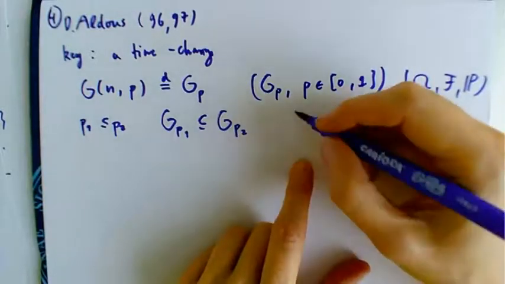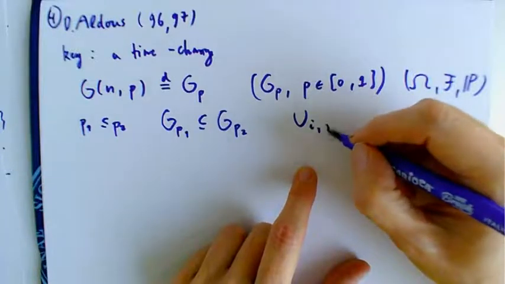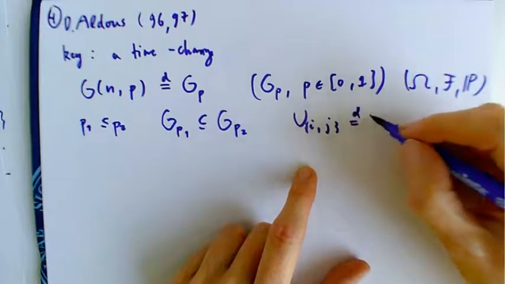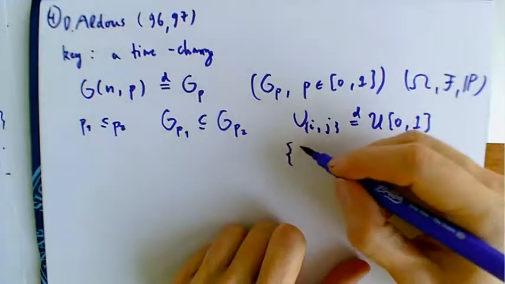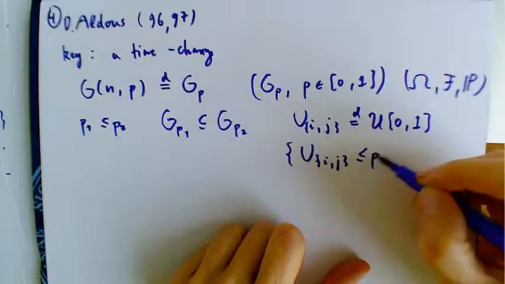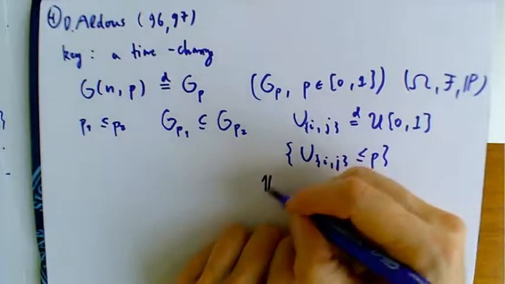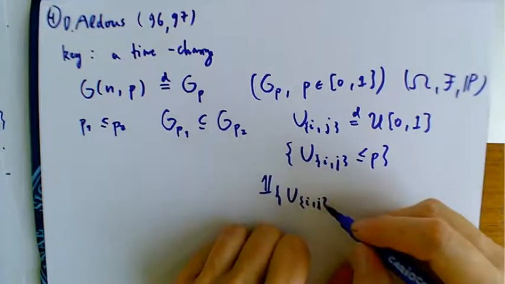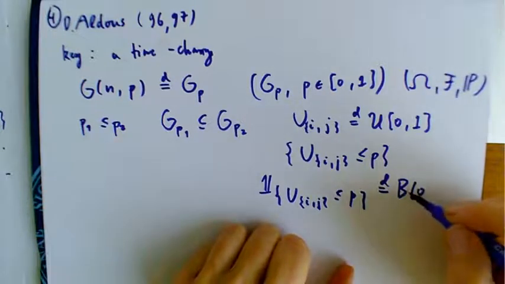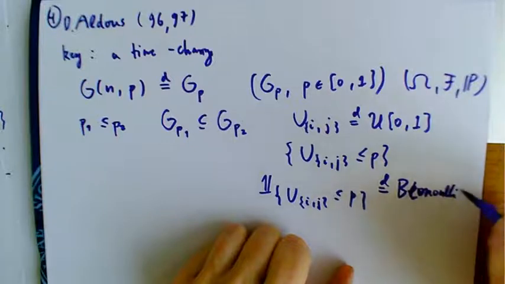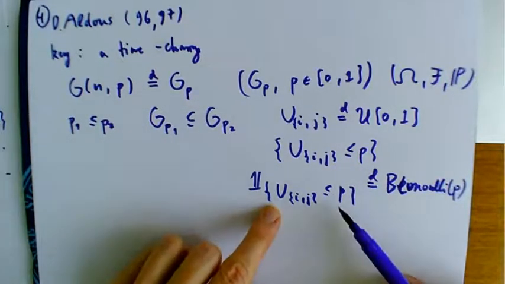I could just say, like in percolation studies, for each pair of vertices you could use a uniform random variable on [0,1], and simply look at the indicator of U_ij less than or equal to p. That's a Bernoulli p, sorry, not a binomial. So Bernoulli p. And they are coupled in a good way.